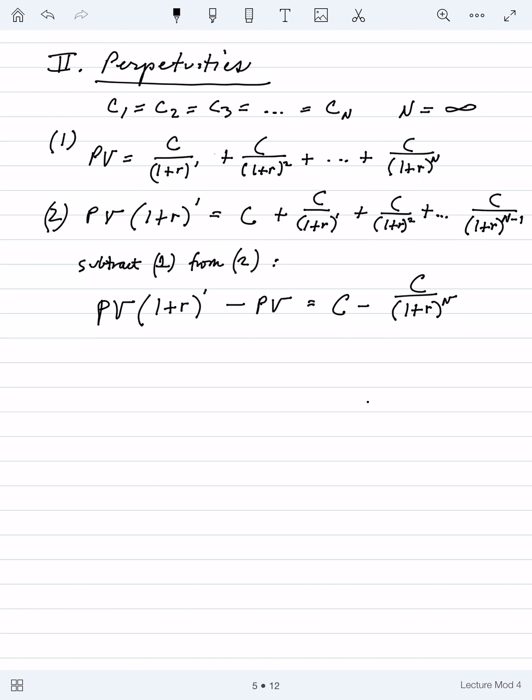Now n goes to infinity for the perpetuity. So under that condition, this final term of the equation, with n going out to infinity, has to be 0. You should ask yourself why. It's a pretty straightforward answer. Now we can expand this equation a bit.